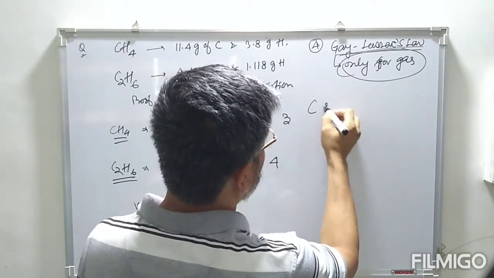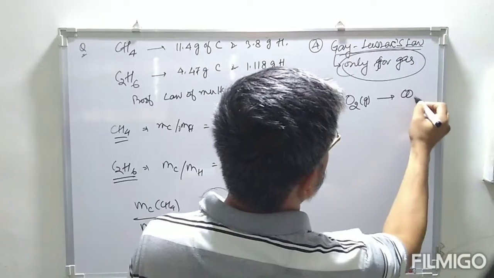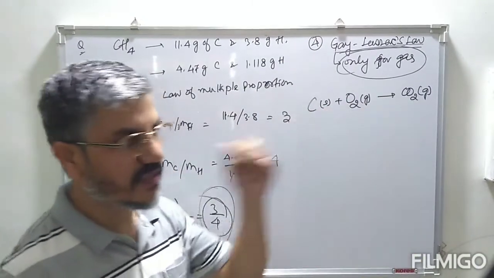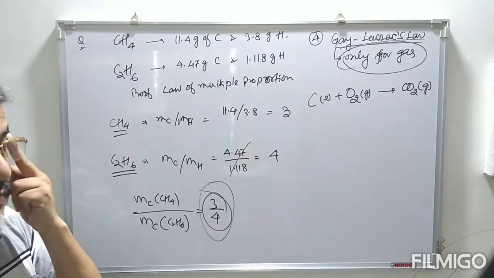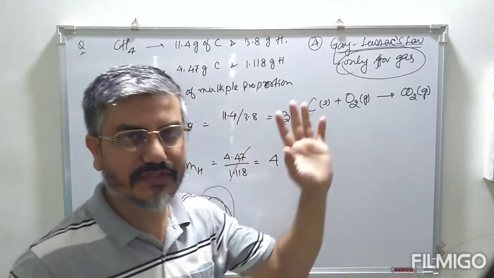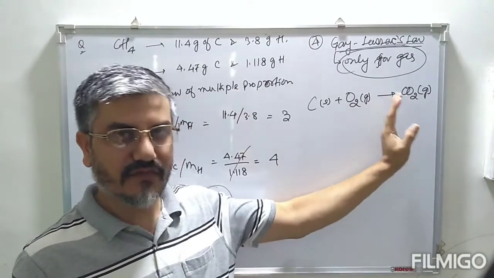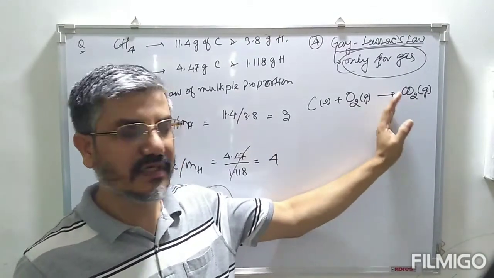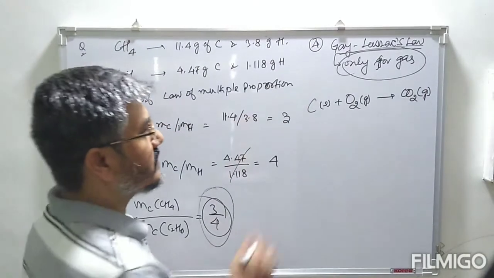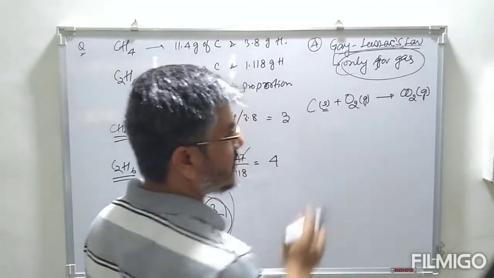We have carbon solid combines with oxygen gas, and this gives you carbon dioxide gas. So look at this, the reaction is balanced. In the balanced chemical equation, if the gases are measured at the same temperature and pressure, so the condition is the gases involved in the chemical reaction should be at the same temperature and pressure condition. So look at it, this is solid, so the law cannot be applied here. So we have a gas, we have a gas.